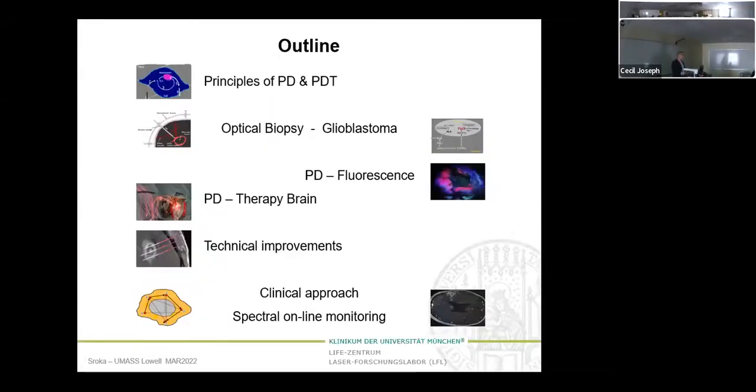Nowadays, it works the other way around. We are much, much further. I would speak today about the principles of PDT, and about optical biopsies in glioblastomas, where we also use this PDT action. We use fluorescence, we make some photodynamic therapy, and I would also like to show you some technical improvements there.